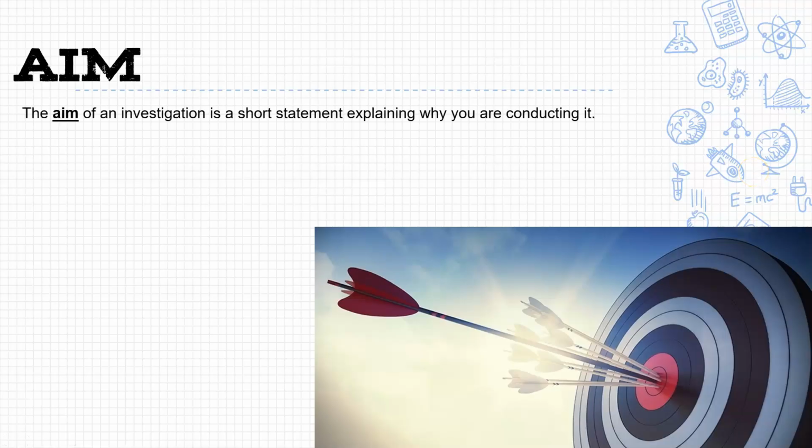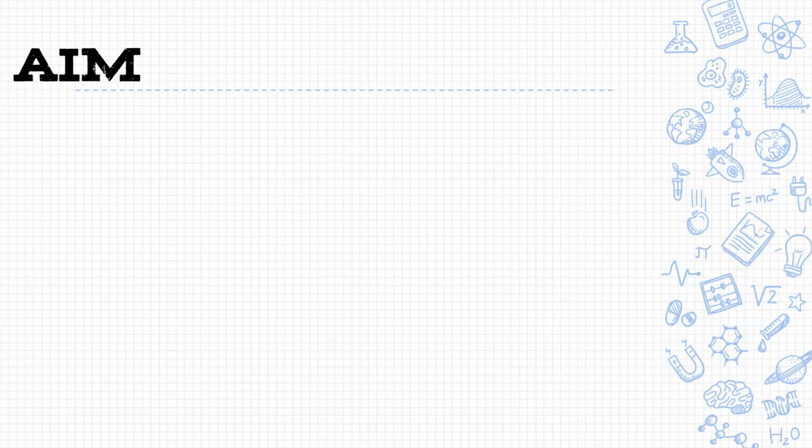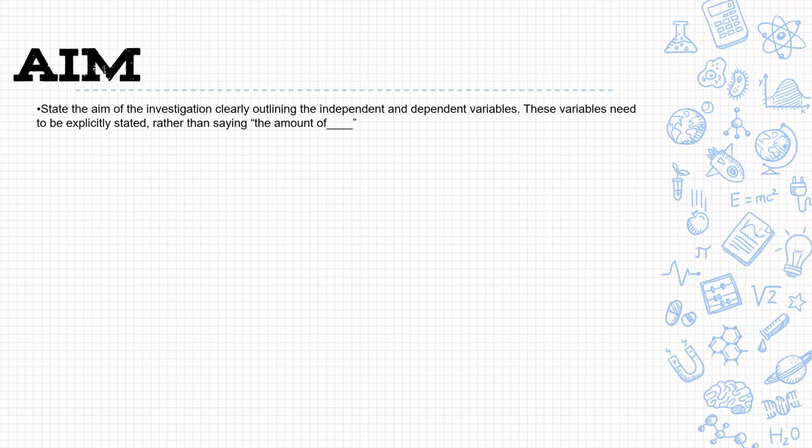Aim. The aim of the investigation is a very short statement, generally just one sentence, that explains why you are conducting the experiment, or really what you are hoping to find. So to state the aim, it should clearly outline the independent and dependent variables. We will talk about variables in just a moment, but these need to be explicit.